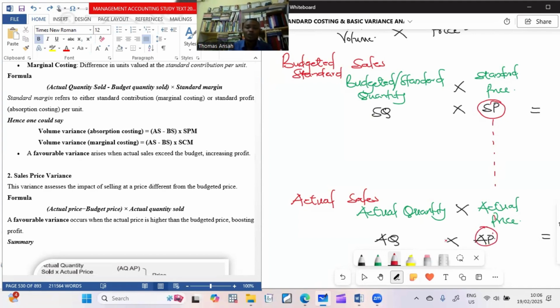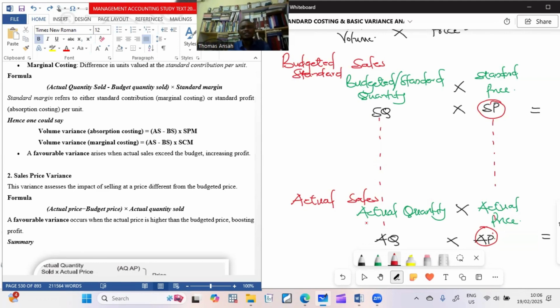And that is where we will look at. And if we want to find the variances between the quantity, this is what we will look at. So if you are looking at the variance between the quantities, the price is held constant. But if you are looking at the variances between the prices too, then it means that the quantity should be held constant.